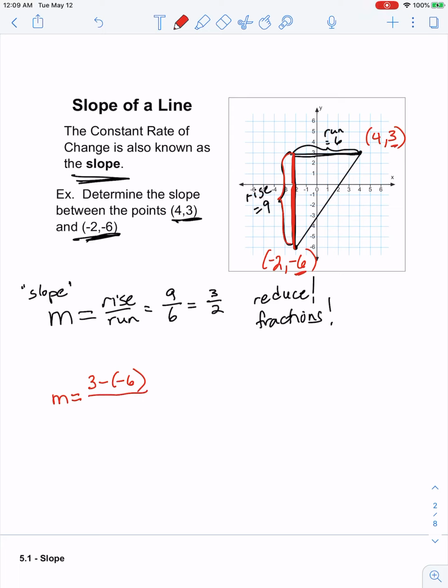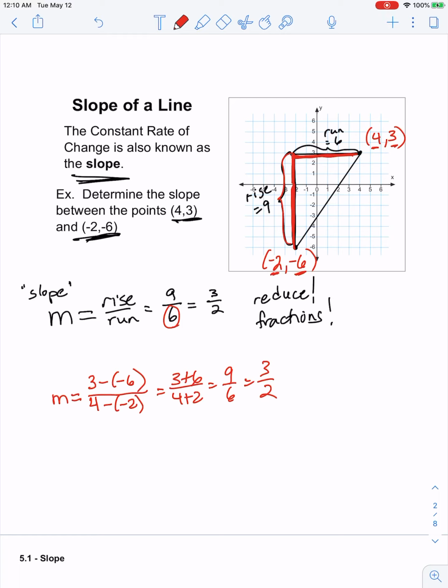And then for the run, we're looking at the x coordinates. The run is parallel to the x-axis, so it's dealing with the x coordinates. So we got 4 and we've got -2. Well, what would you do with 4 and -2 to get the number 6? Well, I would subtract them. So that would be 4 minus -2. That gives us 3 plus 6 over 4 plus 2 is 9 over 6, which is 3 over 2. So we're kind of developing a formula.